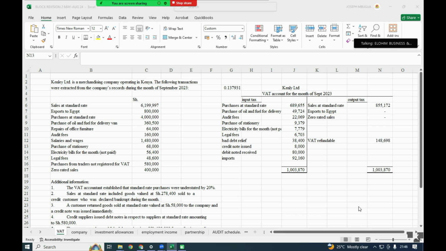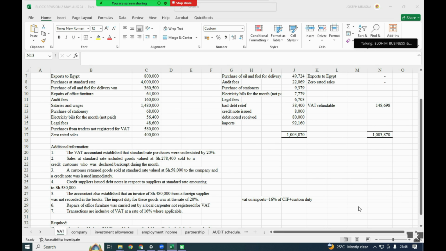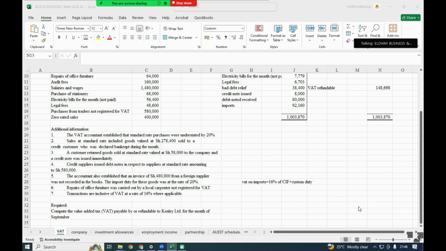Maybe before, yes. Mwalimu, please explain the import a little. Yes. For the import, VAT on import is normally 16% of CIF value. CIF value is the cost, the insurance and freight, and you add the custom duty. Most of the time, the value that will be given will be the CIF value, the cost, insurance and freight. The only thing that you will add is the custom duty.